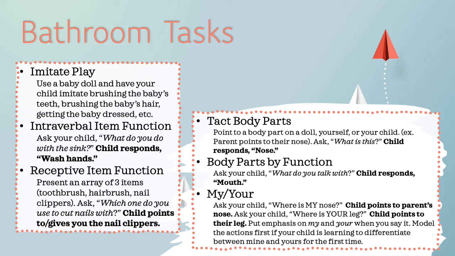Finally, you could work on my and your. You would ask your child, "Where is my nose?" The child then points to the parent's nose. You ask your child, "Where is your leg?" The child would then point to their leg. Put emphasis on my and your when you say it to help your child differentiate my and your. You can also model the action first if your child is learning to differentiate between mine and yours for the first time.